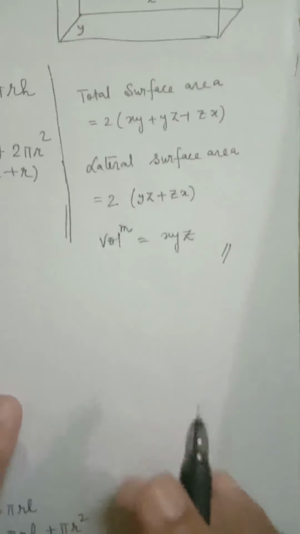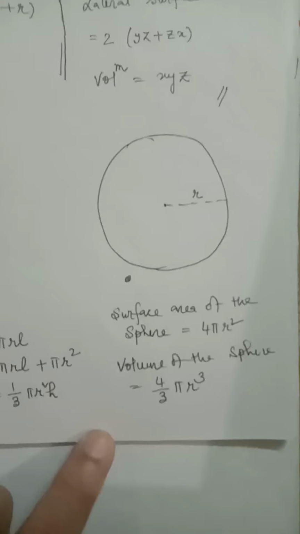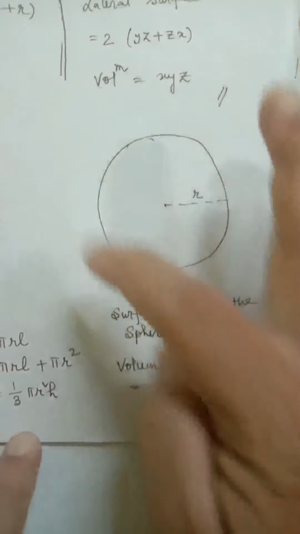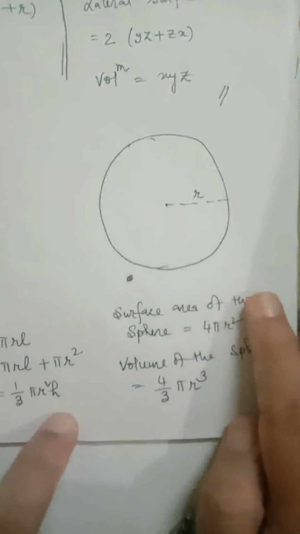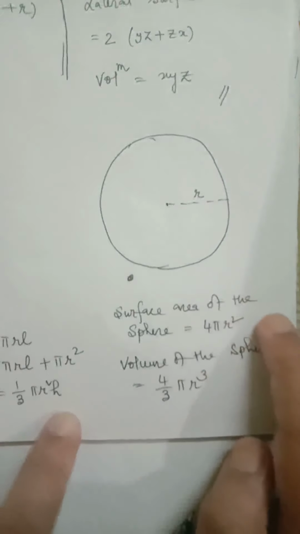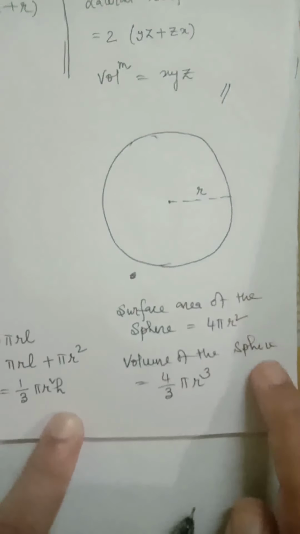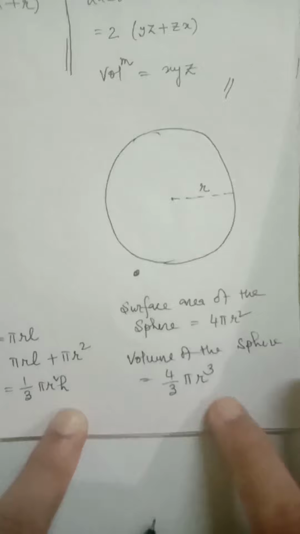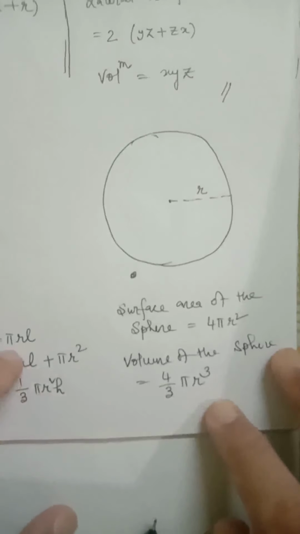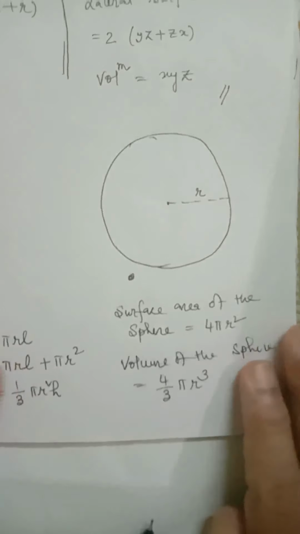We have to remember one more shape. Next, let us consider the sphere. The surface area of the sphere is 4 pi r square, and the volume of the sphere is 4 by 3 pi r cube. Okay, next let us move to the next question.